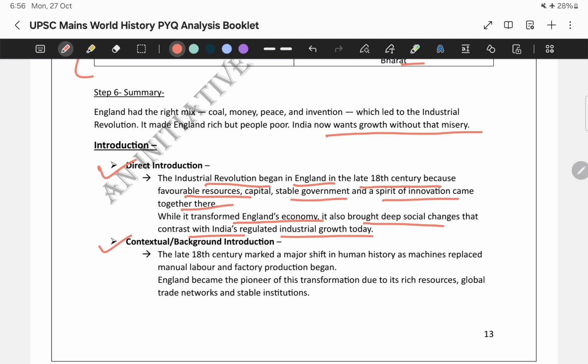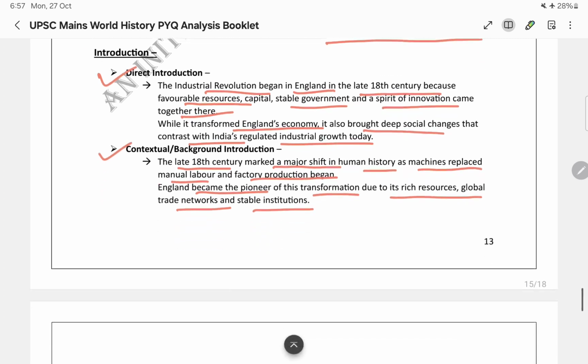Next, as we have discussed in our previous questions as well, is the contextual or background introduction, where you are giving the background of the context. How can you write it? The late 18th century marked a major shift in human history as machines replaced manual labor and factory production began. England became the pioneer of this transformation due to its rich resources, global trade networks, and stable institutions. This is another way you can introduce your answer.